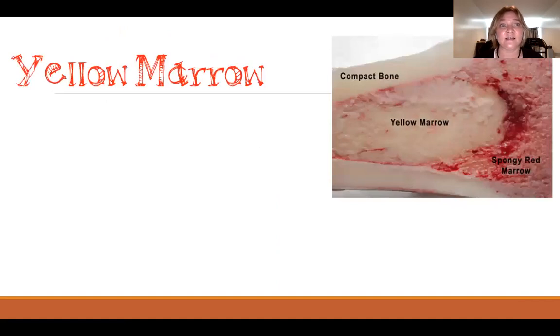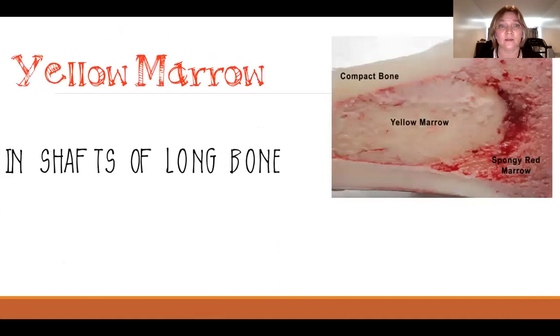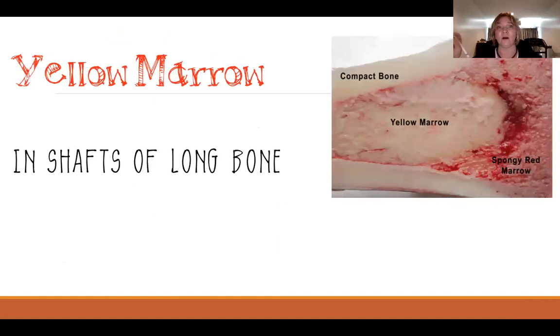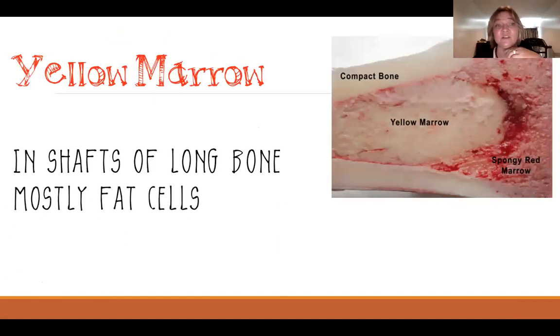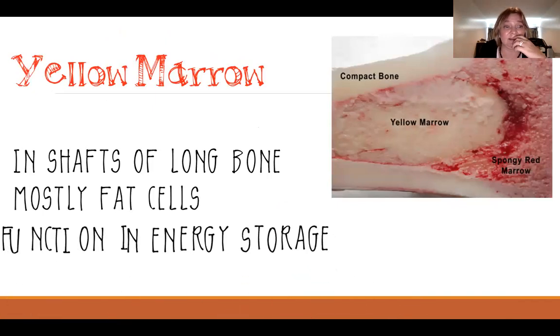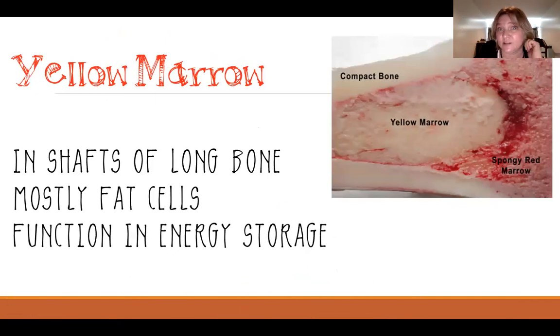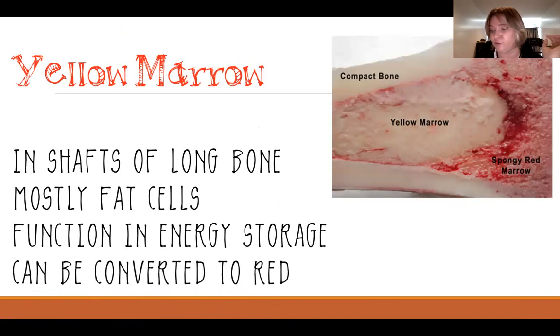The other kind is yellow marrow. This is in the shaft, or the long part of the long bone. It's composed of mostly fat cells, and the function of that is energy storage, which is basically the function of fat anyway. But the cool thing about yellow bone marrow is that your body can convert it into red bone marrow if necessary.